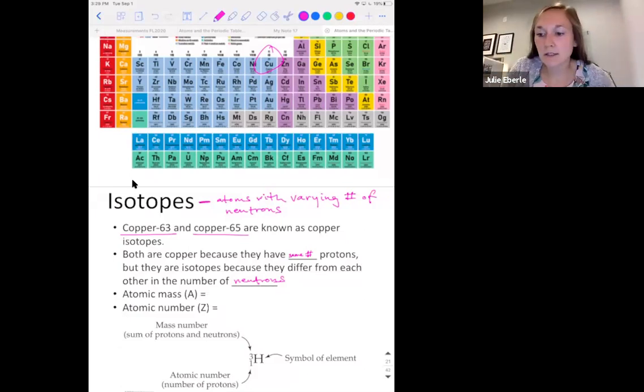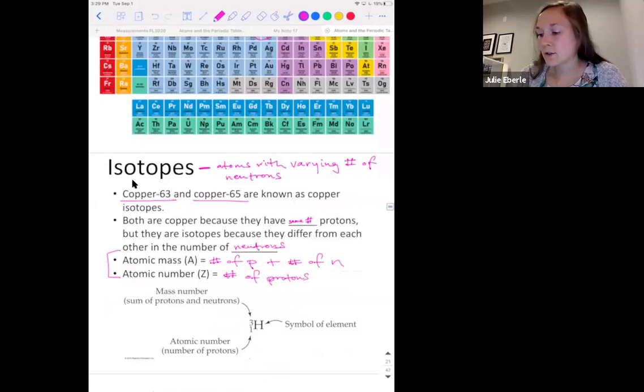Another way to represent elements, and especially now that we're getting into isotopes, is defining atomic mass. Remember, this is just the number of protons plus the number of neutrons. Atomic number was just the number of protons.